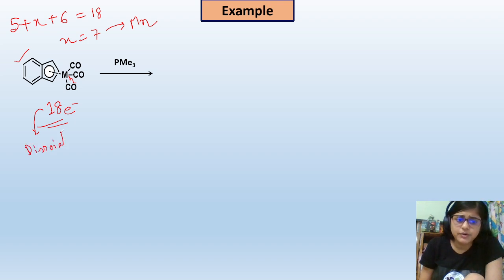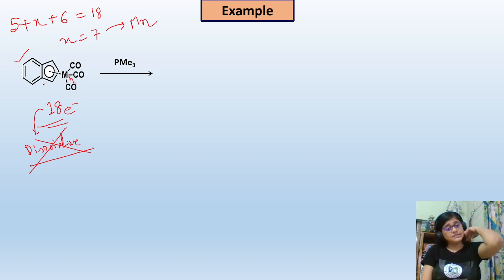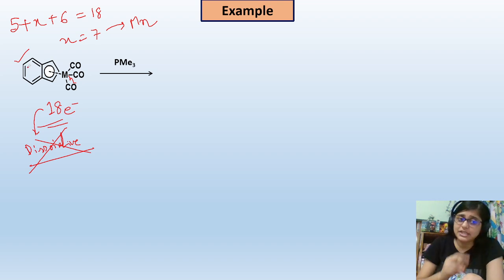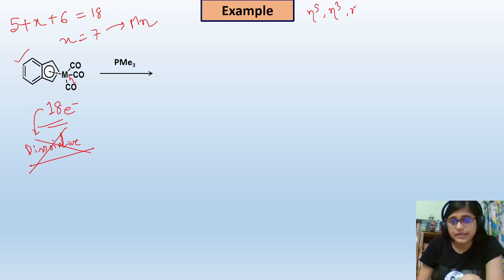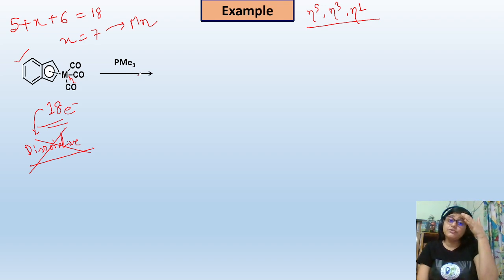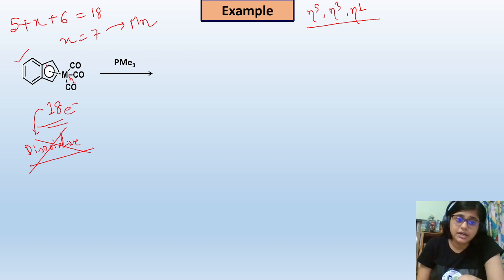It can't take electrons from the ligand, but that is wrong because here one flexidentate ligand is present, which can show various kinds of hapticity. Okay, so it is eta 5. I have previously told that this is like a Cp ring, right? So the Cp ring can show eta 5, eta 3, eta 1. Okay, so before attaching with PMe3, it will convert the bonding with the metal Mn into eta 3 form. Okay, so how can we write that?